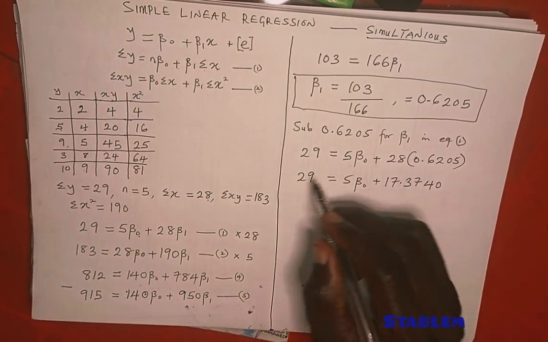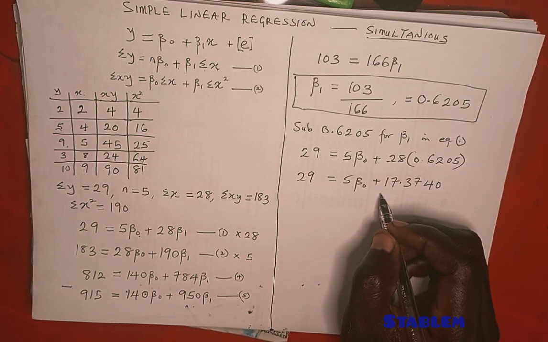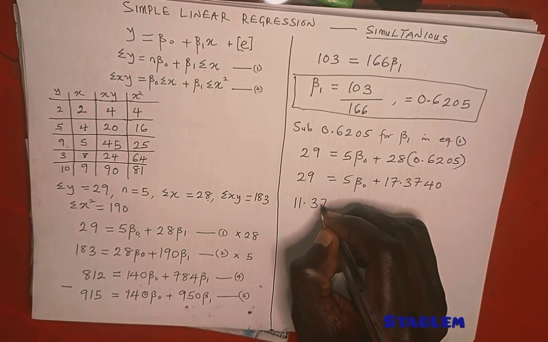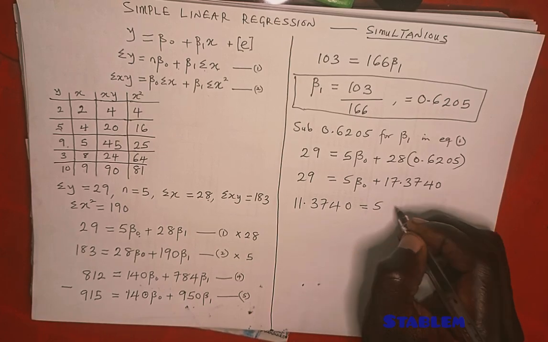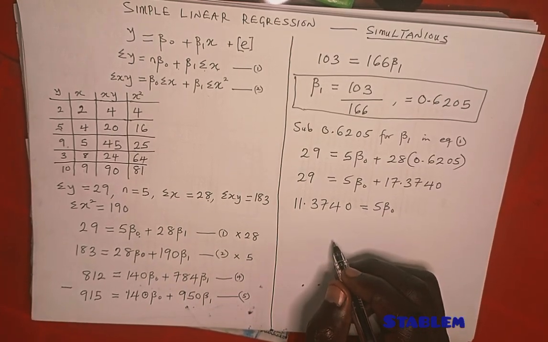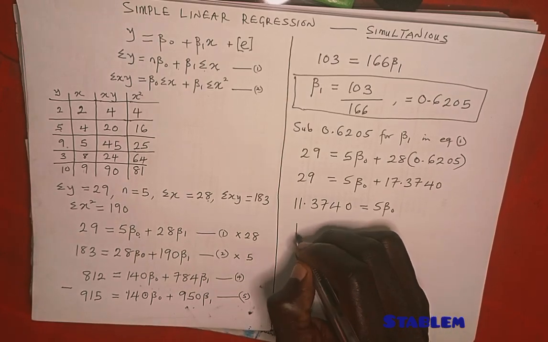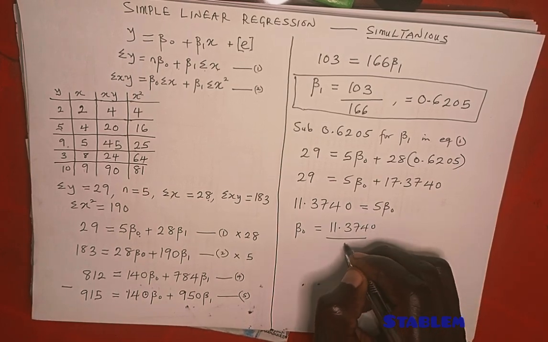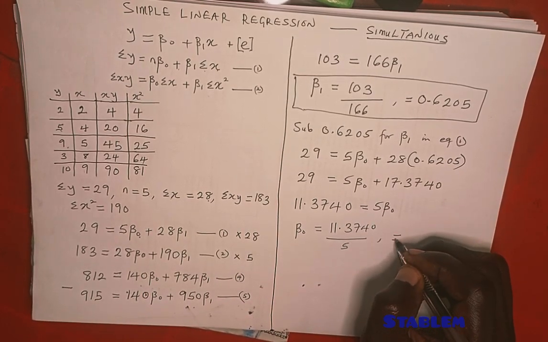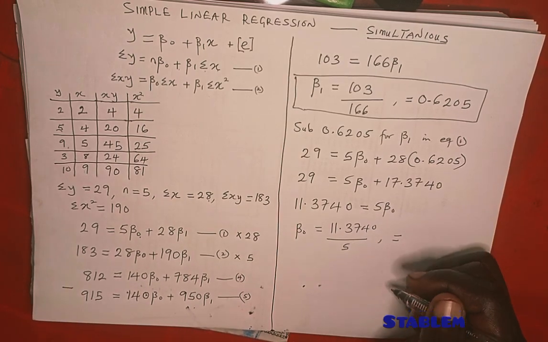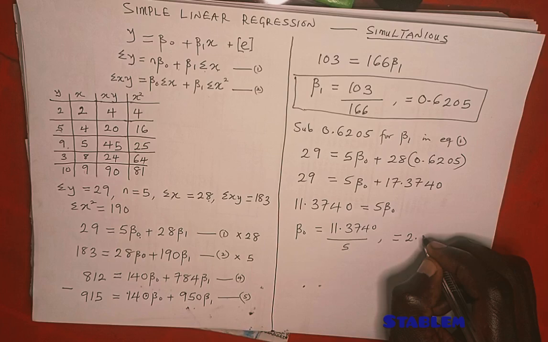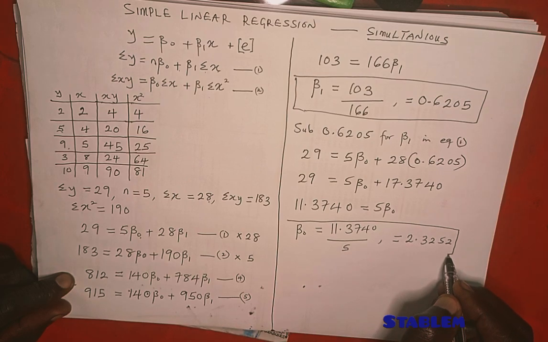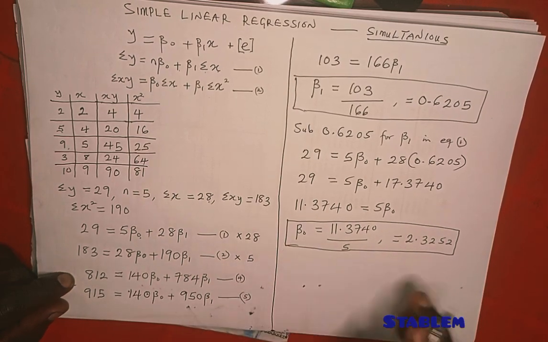Now if you take this out, that will be 29 minus 17.3740, and that will give us 11.6260 equals 5 beta naught. Make beta naught the subject. If you make beta naught the subject, we're going to have beta naught equals 11.6260 divided by 5. And this will give us, if we leave the answer in 4 decimal places, 2.3252. So this is the value of this parameter, which is the coefficient beta naught.